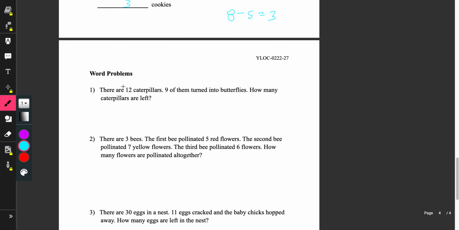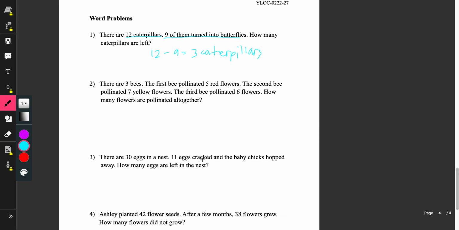Okay, let's do some more problems now. It said there are 12 caterpillars, 9 of them turned into butterflies. How many caterpillars are left? Since originally there were 12 caterpillars, but 9 turned into butterflies, this means that 9 were gone. So 9 of the 12 caterpillars turned into butterflies, so 9 of them are gone. So we're going to do 12 minus 9, which is going to be 3. So how many caterpillars were left? 3 caterpillars were left as a result.